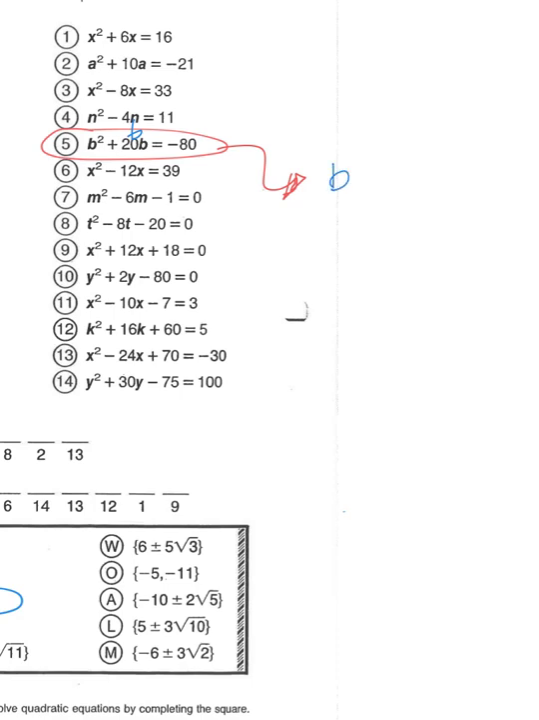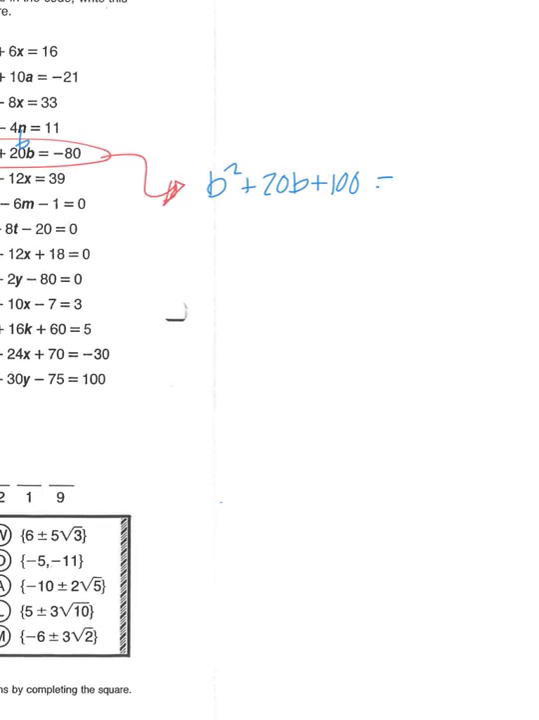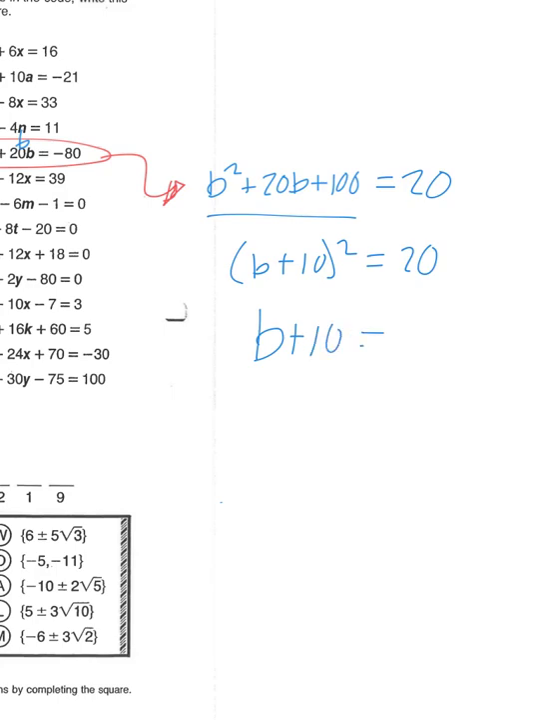So this one will look like b squared plus 20b plus 100, and then that's going to equal 20 on the right side, okay? Now I've got a perfect square trinomial on the left, which will factor to b plus 10 squared equals 20. I'll take the square root of both sides, so b plus 10 equals plus or minus the square root of 20, some irrational number, but I'll show you something we can do with that very shortly. And then I've got to subtract 10 from both sides, okay?